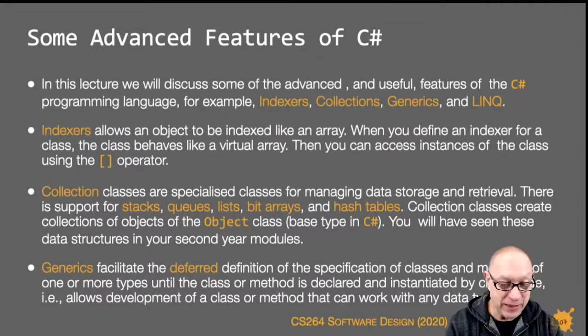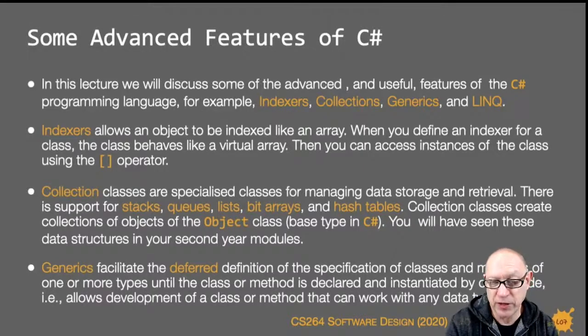So that's collections, okay? We use them all the time in JavaScript as well, of course. So generics then, they facilitate the deferred definition of the specification of classes and methods of one or more types until the class or method is declared and instantiated by the client code. Now that's a proper definition, it's quite succinct, and it's unambiguous.